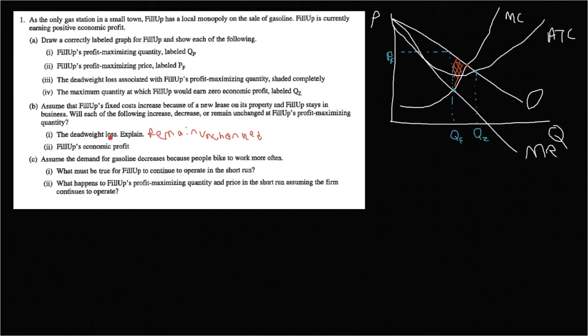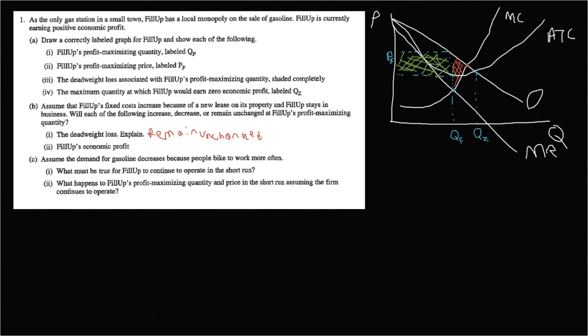All right, and then the economic profit is going to decrease because the profit of the monopolist here would be price minus average total costs times quantity. So this would be profit. I'm going to shade this in green. That green shaded area would be the monopolist's profit.